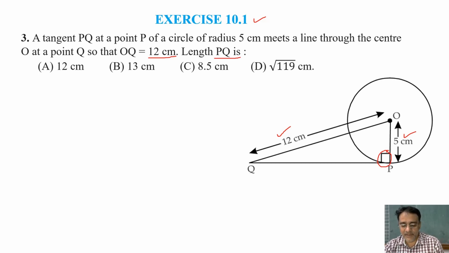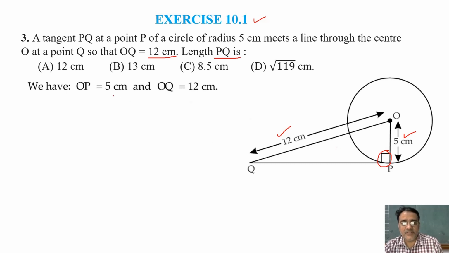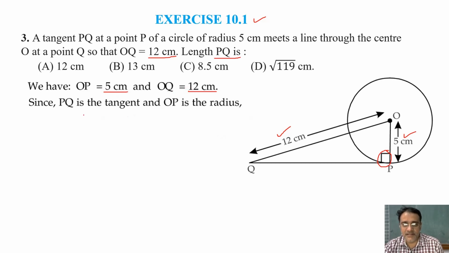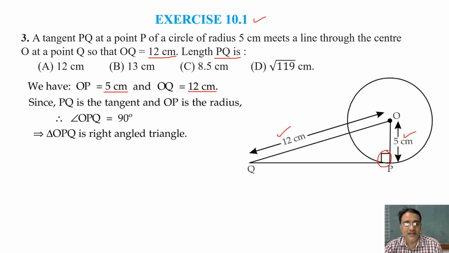We have to write the previous theorem, that is 10.1, but write it in short: tangent is perpendicular to the radius. Even if you write this much, it will work. So we have OP equal to 5 cm, OQ equal to 12 cm. So since PQ is the tangent and OP is the radius, therefore angle OPQ is equal to 90 degrees. Why? Because the tangent is perpendicular to the radius. That means this is a right triangle. So we can apply the Pythagoras theorem. If you apply the Pythagoras theorem, what will you get?